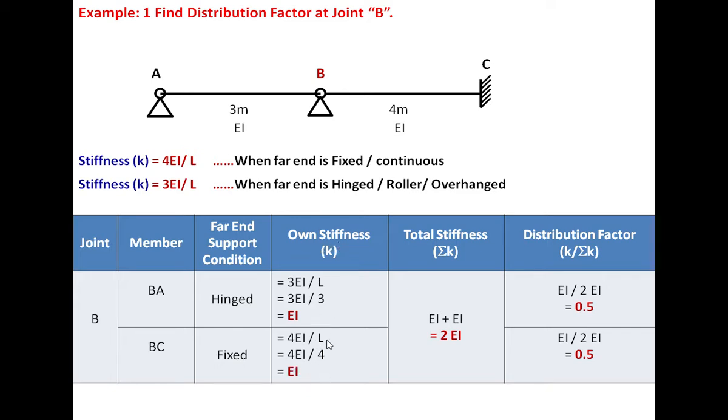Now we have to sum both these stiffnesses to get the total stiffness, sigma K. The summation of EI and EI becomes 2EI. As per the definition, the distribution factor at this point is the ratio of K by sigma K. So it is EI by 2EI on this side and EI by 2EI on the other, and it comes out to be 0.5 and 0.5. That means the moment is distributed equally, 50-50%.